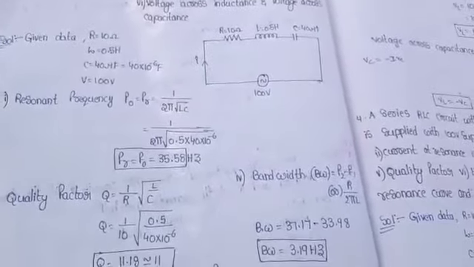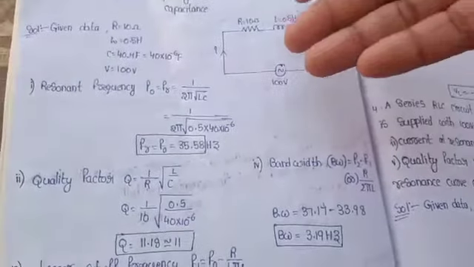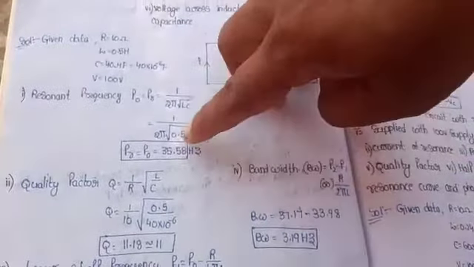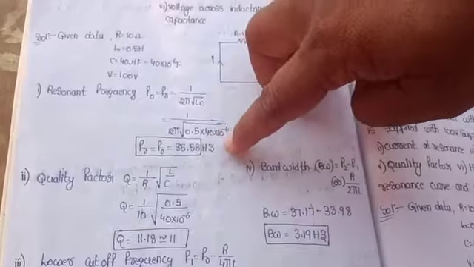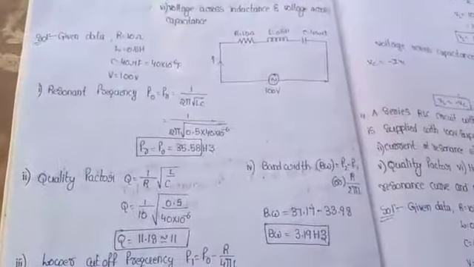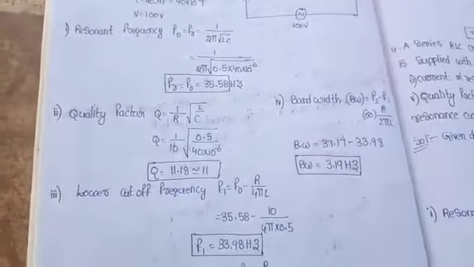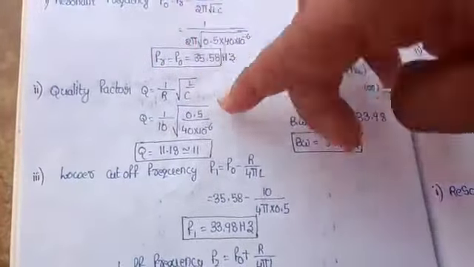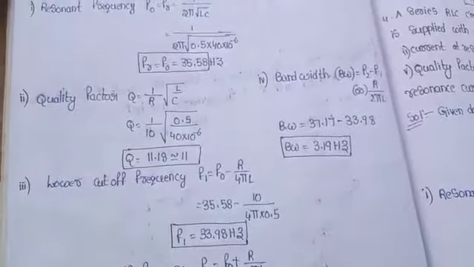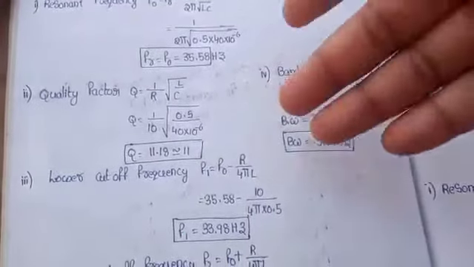Fr is equal to 1 by 2 pi root LC. Substituting the given LC value in this problem, Fr is equal to 35.58 Hz. Another one is the quality factor, that is 1 by R root L by C. Substitute all three given values. So the quality factor is equal to 11.118, approximately 11.